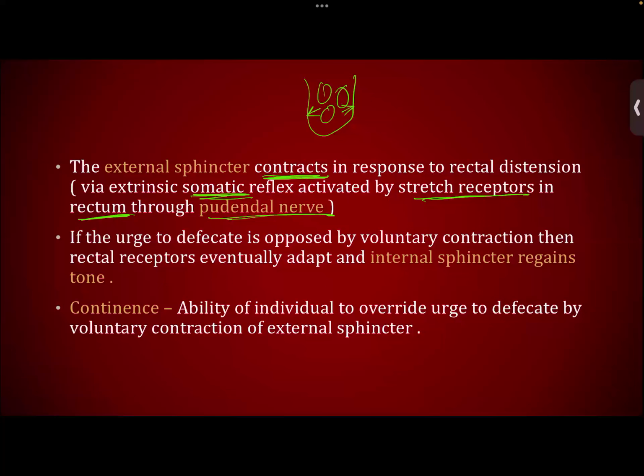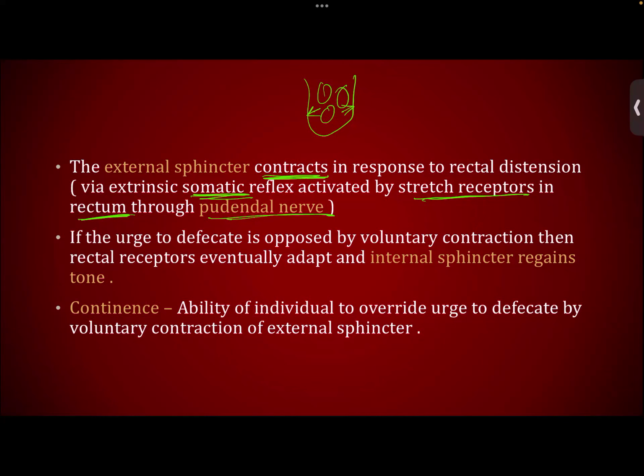And if the urge to defecate is opposed by the voluntary contraction of the external sphincter, then the rectal receptors eventually adapt and the internal sphincter regains tone. So what does that mean? That means if we're not in an ideal condition to defecate, then obviously the voluntary contraction will cause closure of the external sphincter. The external sphincter is going to be closed.